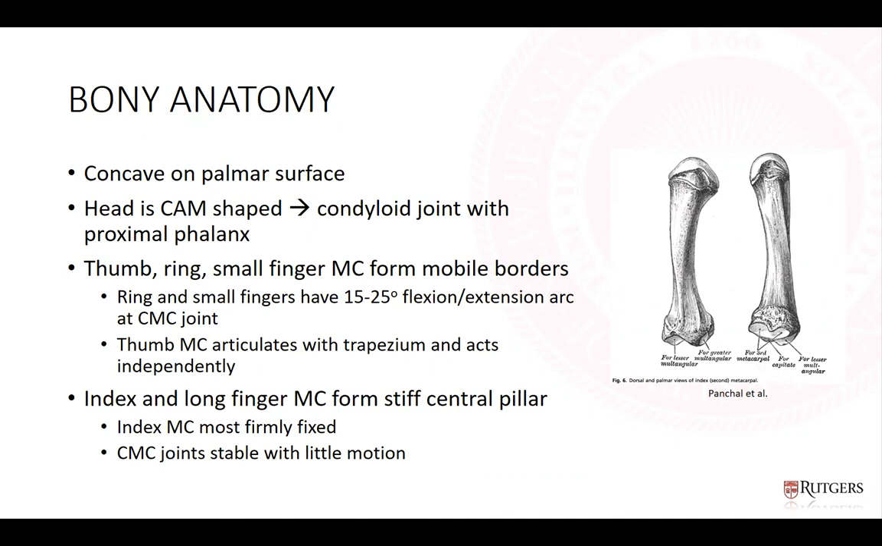The thumb, ring, and small fingers form mobile borders. The ring and small fingers have about a 15 to 25 degree flexion-extension arc at the CMC joint. The thumb metacarpal articulates with the trapezium and acts independently. The index and long finger form a stiff central pillar. The index metacarpal is most firmly fixed and the CMC joints are stable with little motion, and that impacts how much angulation you can accept when treating these injuries.